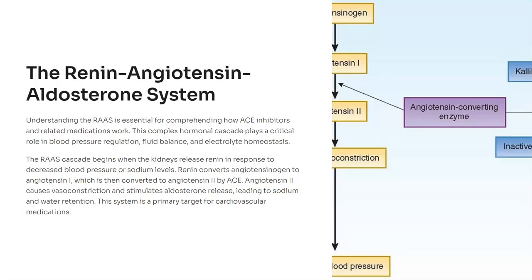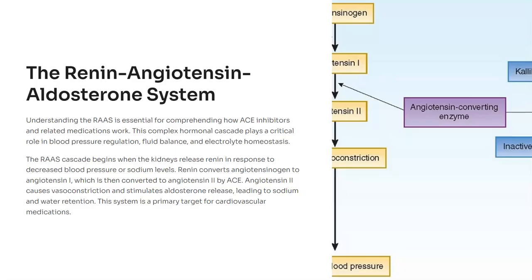The renin angiotensin aldosterone system, understanding that is essential for comprehending how ACE inhibitors and related medications work. This complex hormonal cascade plays a critical role in blood pressure regulation. It's important for fluid balance and for electrolyte homeostasis.